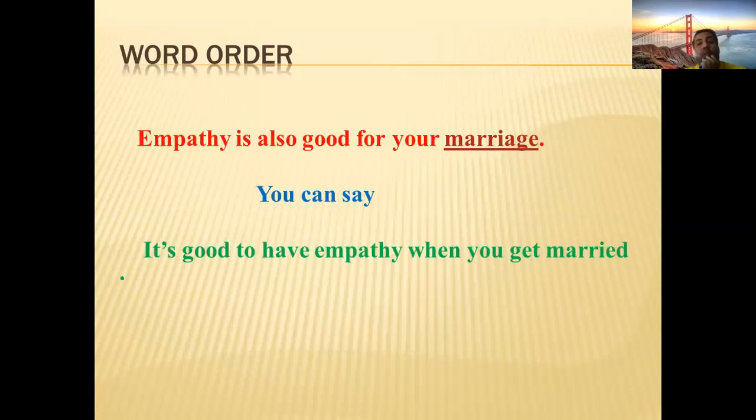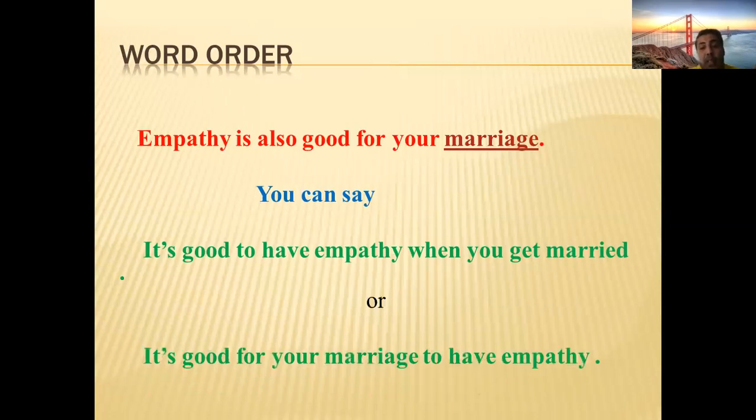Empathy is also good for your marriage. Here we have a specific order for the sentence, and I made some change in the word order, and this is one technique for paraphrasing. You can answer saying, "it's good to have empathy when you get married." So I changed the word order and I didn't change the meaning. Also, you can say, "it's good for your marriage to have empathy." So I changed the order of the sentence twice, but I didn't change the meaning.